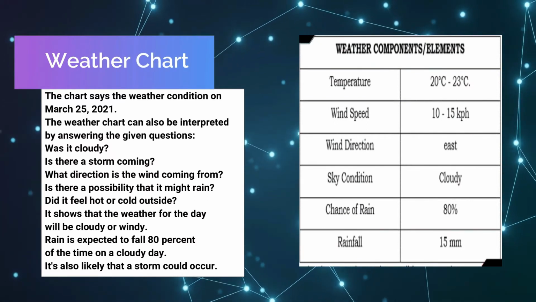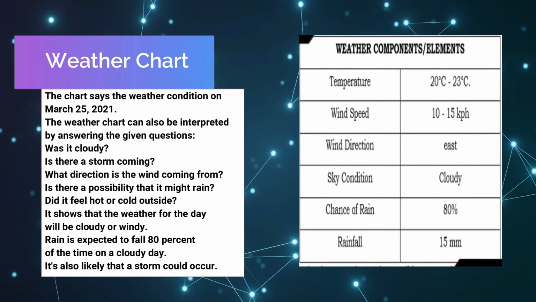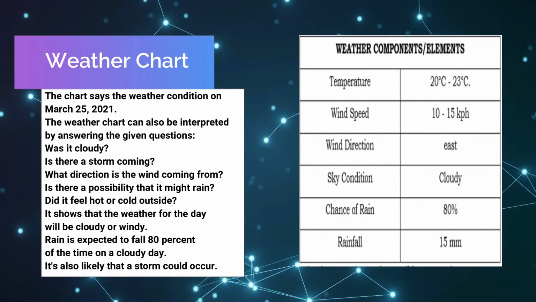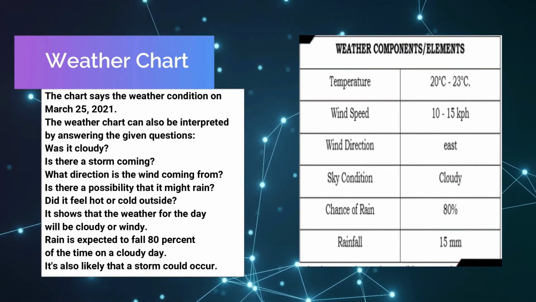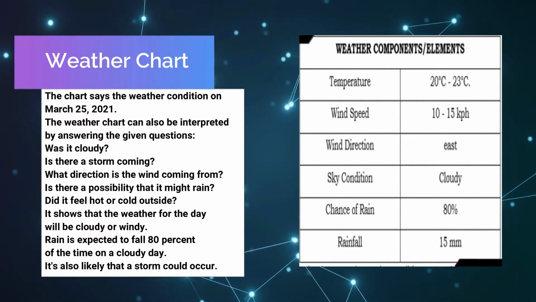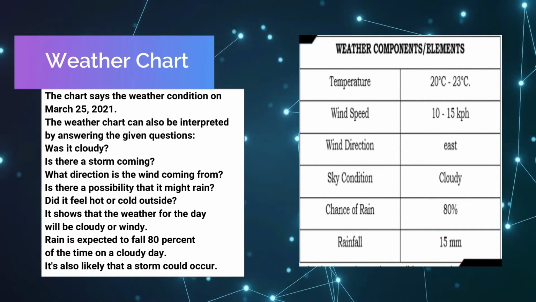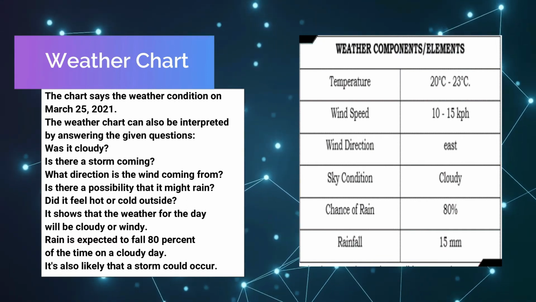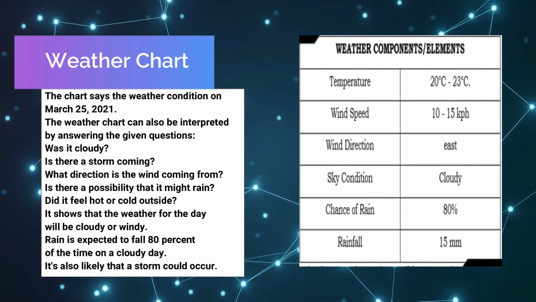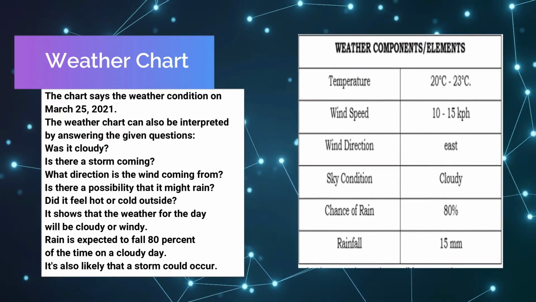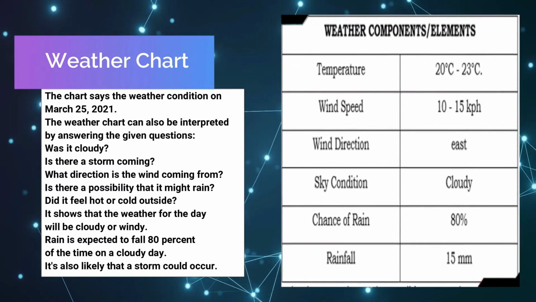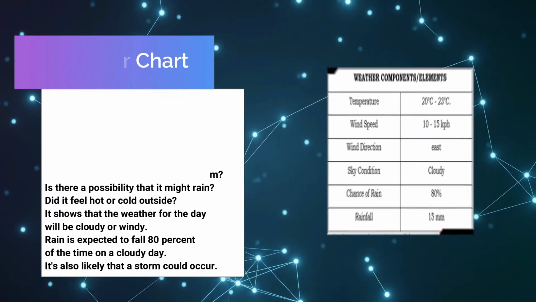The weather chart can also be interpreted by answering the given questions. Was it cloudy? Is there a storm coming? What direction is the wind coming from? Is there a possibility that it might rain? Did it feel hot or cold outside? It shows that the weather for the day will be cloudy or windy. Rain is expected to fall 80% of the time on a cloudy day. It's also likely that a storm could occur.